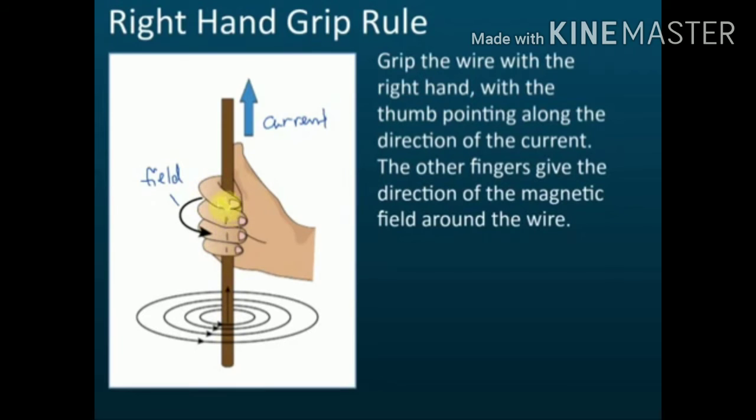So for this one, the fingers show that it is anti-clockwise, so the field is anti-clockwise. The current goes up, and then the field is counterclockwise. That is how we use the right hand grip rule to determine the directions of the field.